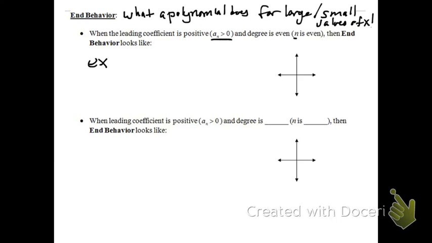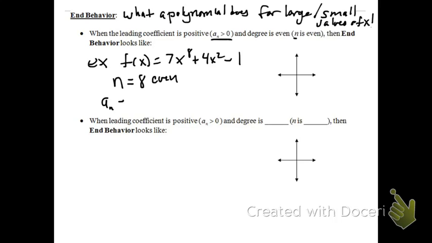If I give you a polynomial like f of x equals, I don't know, let's do 7x to the 8th plus 4x squared minus 1. This one is written in standard form. The degree n is 8, which is an even number. And the leading coefficient we would call a sub n is 7, which is positive.